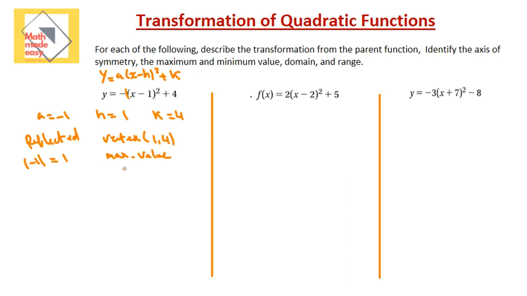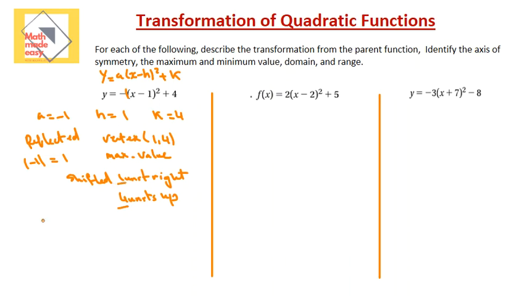What else do I know? I know that it's shifted. How much? 1 unit, right? And 4 units up. So I know that too. 4 units up because k is equal to 4, and 1 unit right because h is equal to 1.